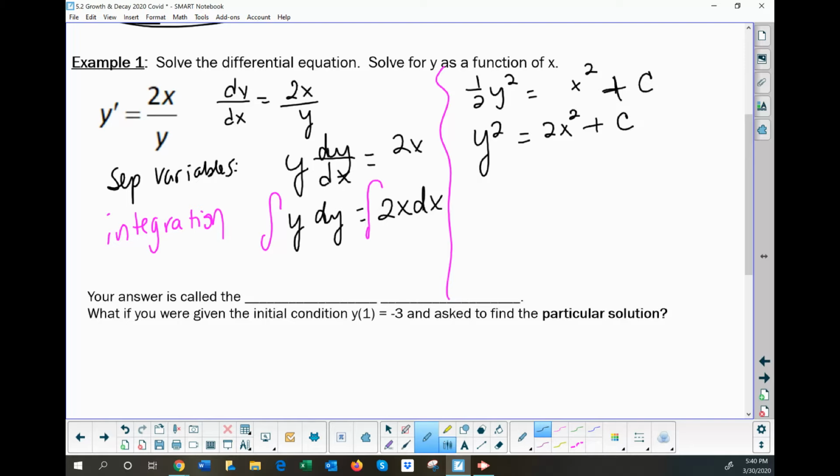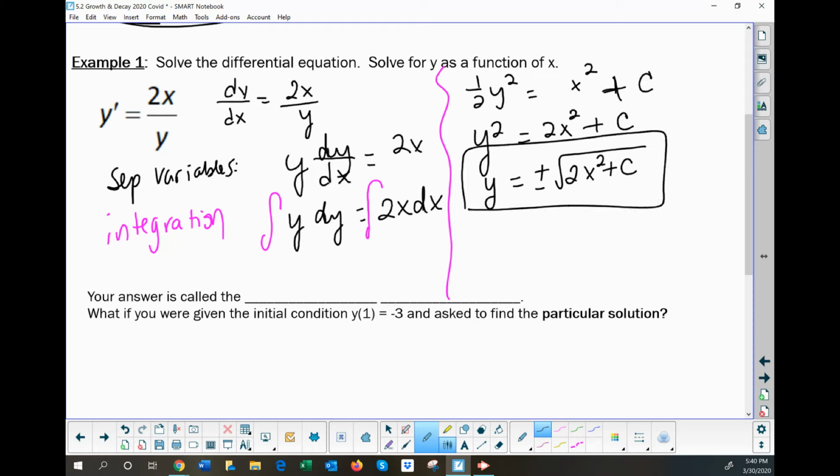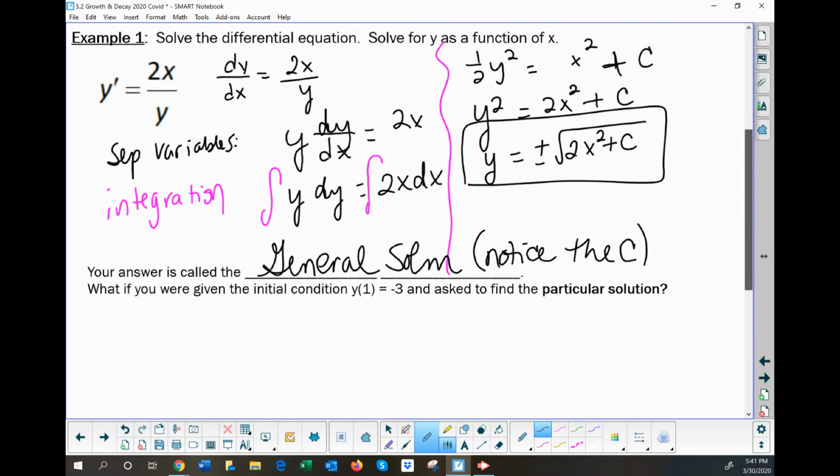The next step, I want to get rid of my squaring, so I'm going to go y equals plus or minus the square root of 2x squared plus c. And that's kind of where I have to leave that answer. But notice it's y in terms of x's and c. This is called a general solution when we have that c. I'm going to just write, notice the c. That's called a general solution. We've talked about that earlier in chapter 4, I believe.